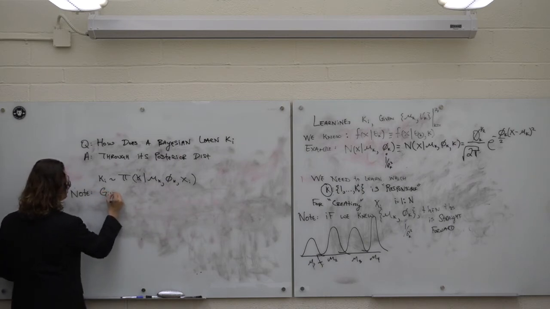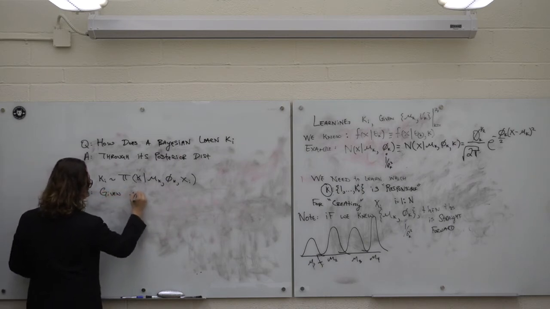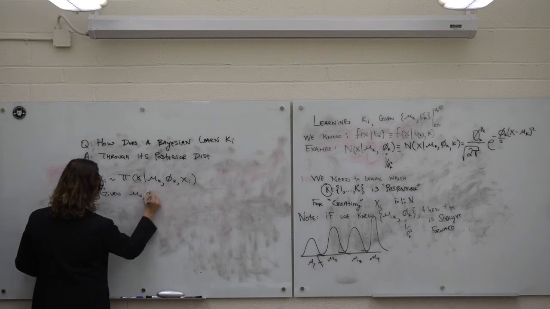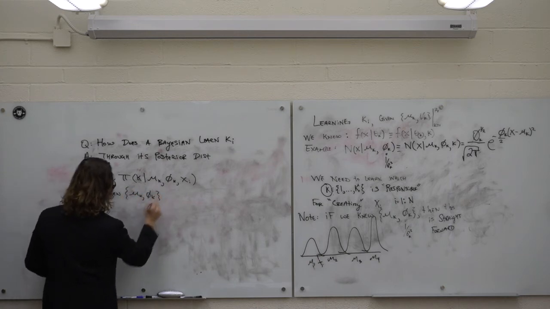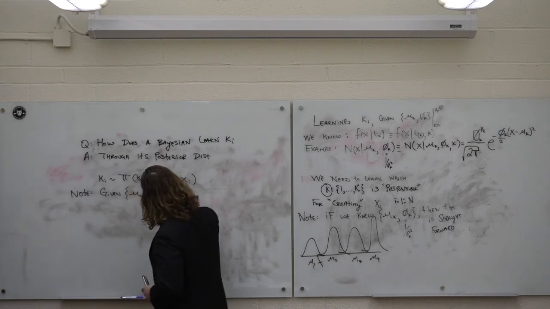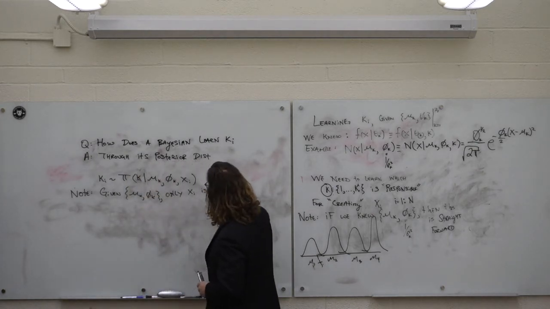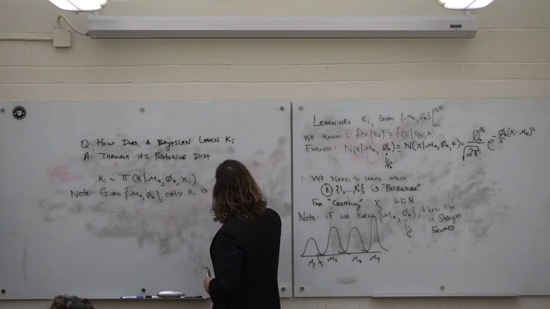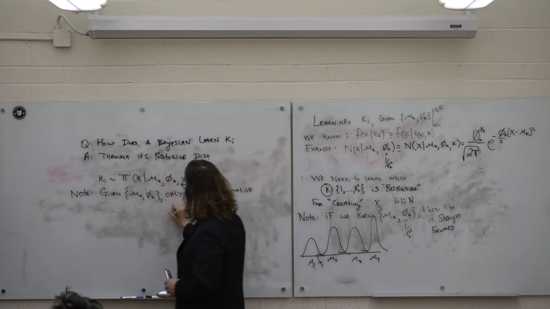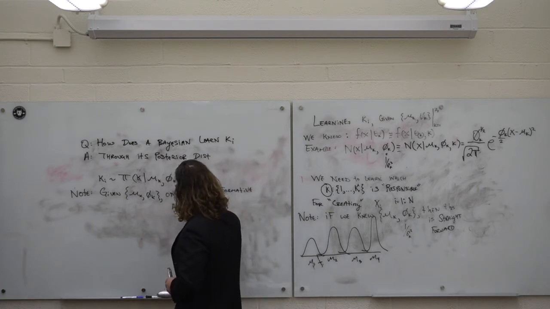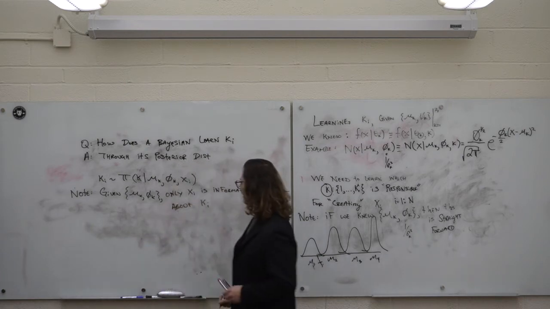Given mu k and phi k, only xi is informative about k, our label.